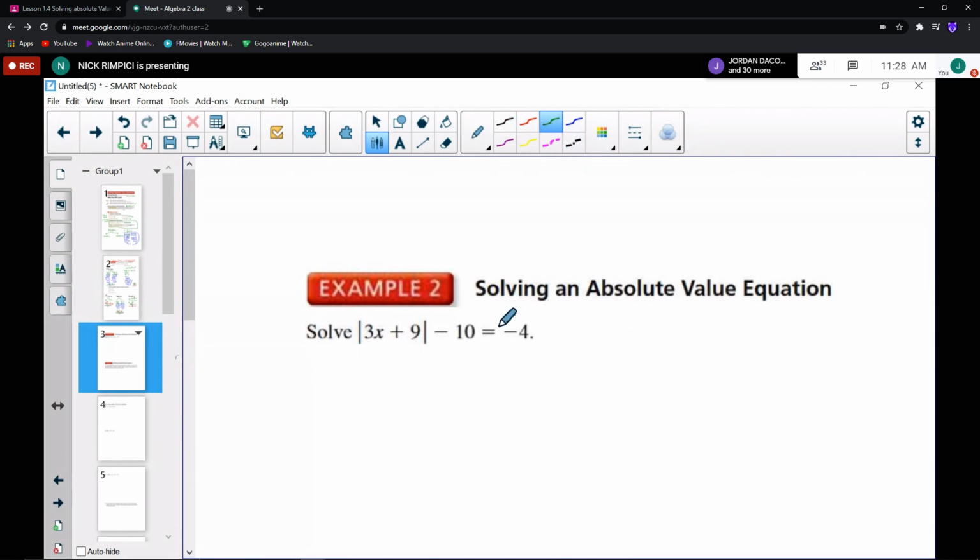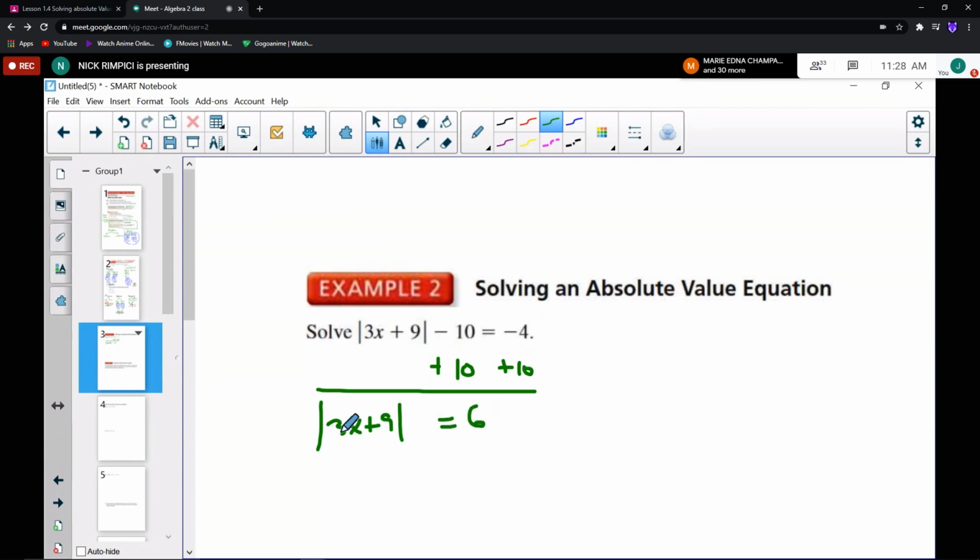So add 10 to each side. This sounds good to me. We're going to add 10 to each side. We've got to get the absolute value by itself to do a problem like this. So now I have 3x plus 9. Notice I still have my absolute value. I haven't removed it yet. I can't remove it yet. These 10s cancel, and negative 4 plus 10 is going to be positive 6.